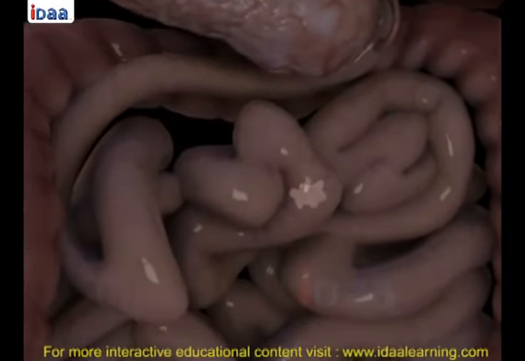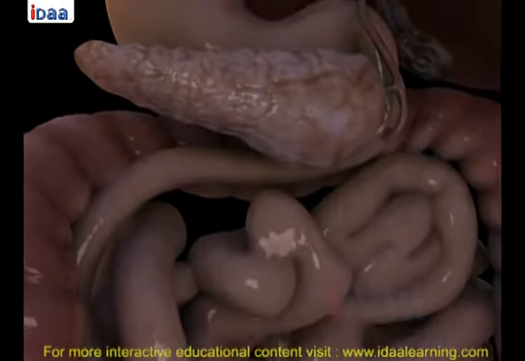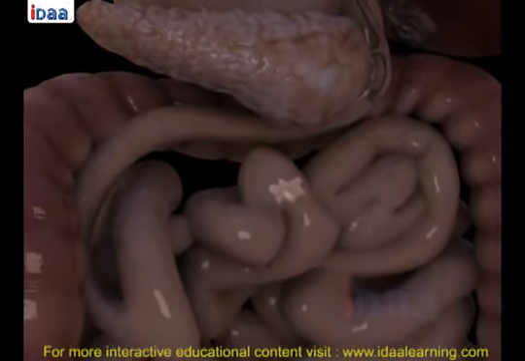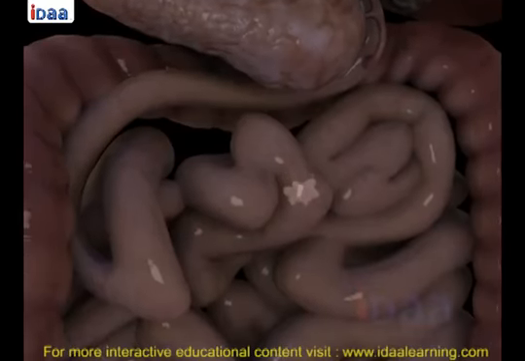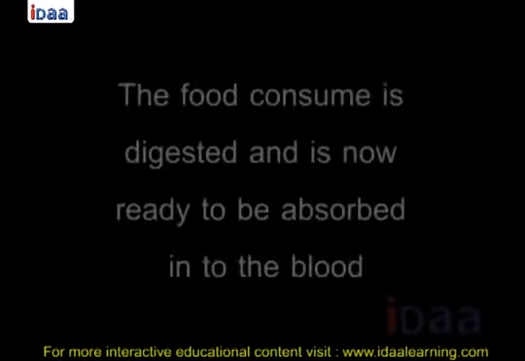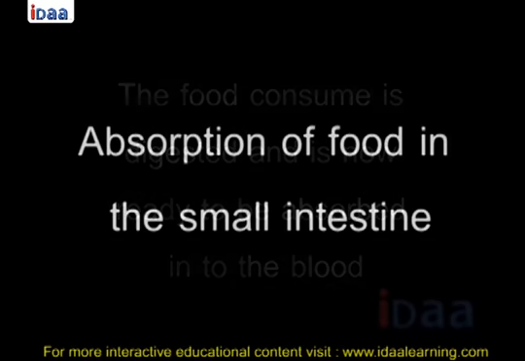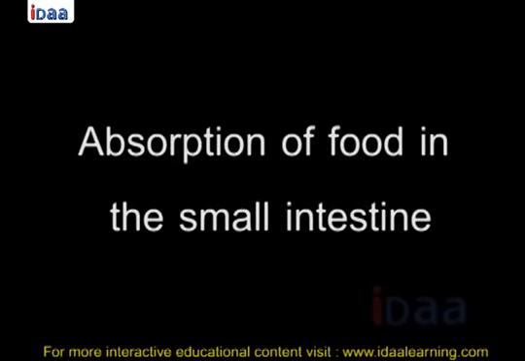The carbohydrates in the food break down into sugars like glucose, fats into fatty acids and glycerol, and proteins into amino acids. The food consumed is digested and is now ready to be absorbed into the blood. Absorption of food in the small intestine.